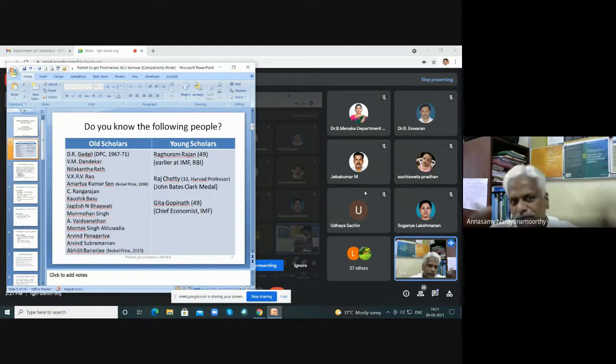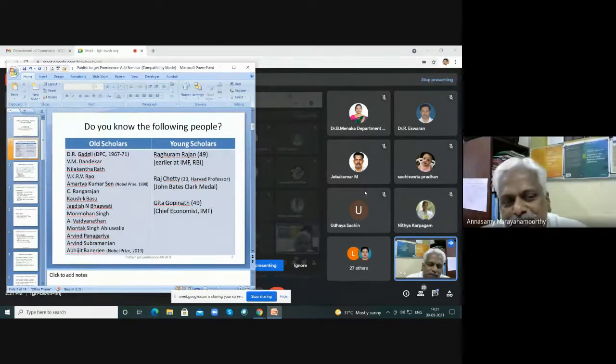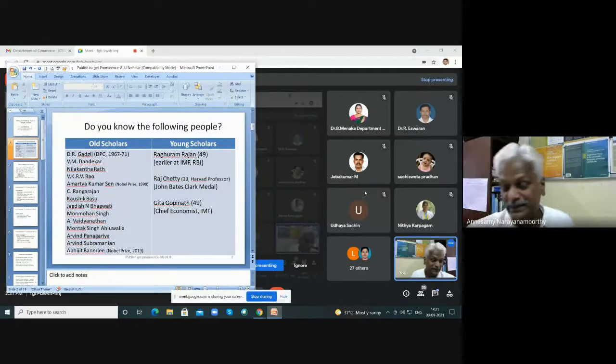Okay. So now I normally start with this slide. Do you know the following people? Anyone? Are you able to see this slide now? Somebody will have to say yes or no. Yes, sir. Okay. So anyone knows anyone in this list? At least the last person you must know. Nobody knows anyone. They are all great scholars. The last person is Geeta Gopinath. She is Indian. She is the chief economist of the International Monetary Fund.